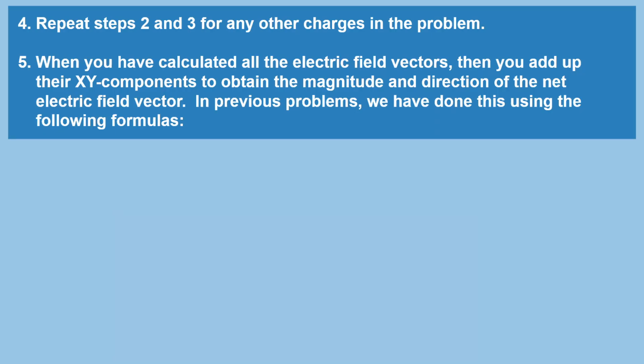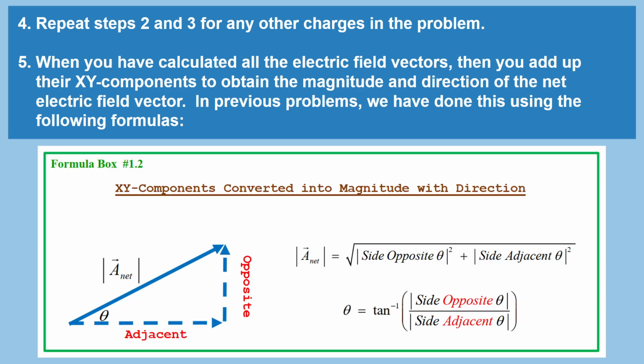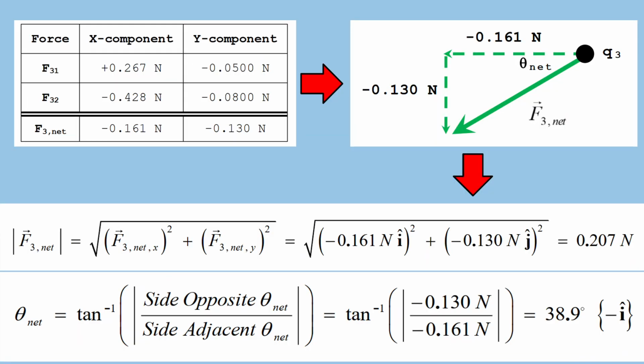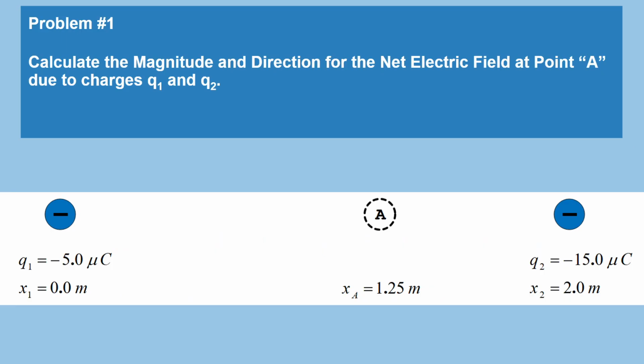Step 4. Repeat steps 2 and 3 for any other charges in the problem. Step 5. When you have calculated all the electric field vectors, then you add up their xy components to obtain the magnitude and direction of the net electric field vector. In previous problems, we have done this using the following formulas. Let us now do some example problems. Note: to make this video short, I am avoiding problems involving diagonal vectors.